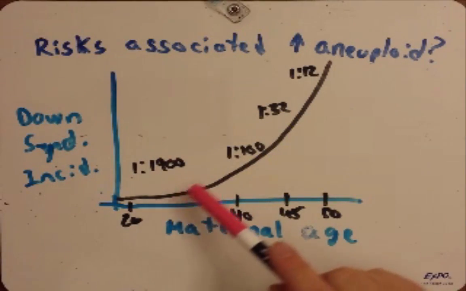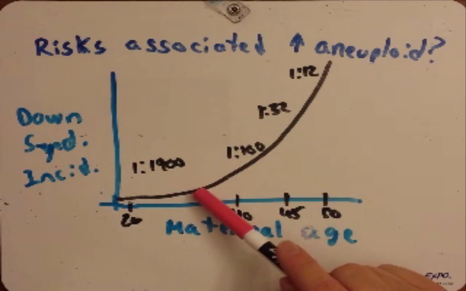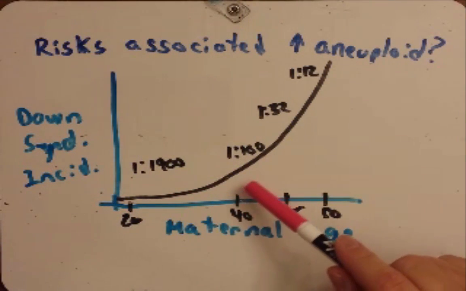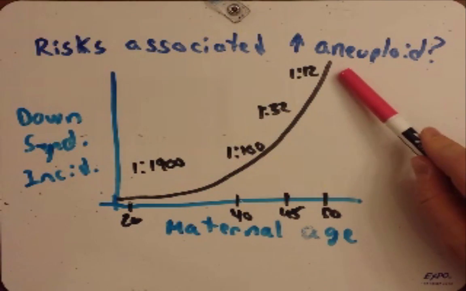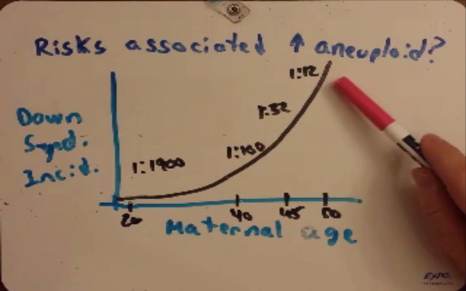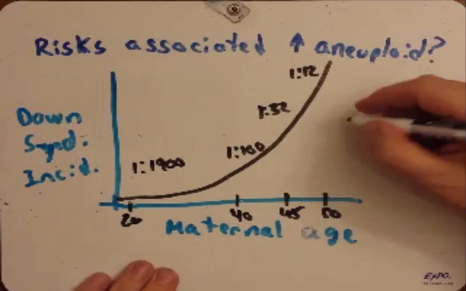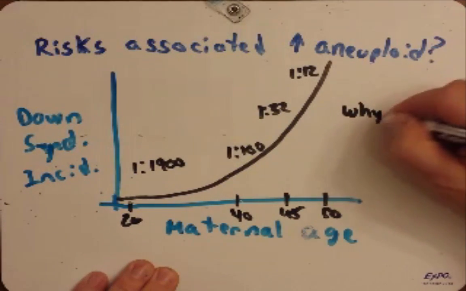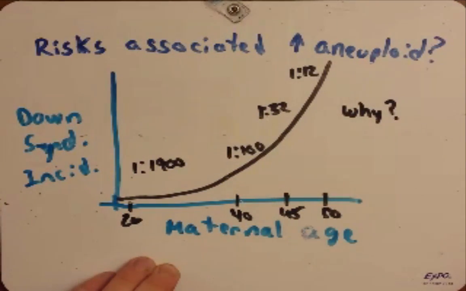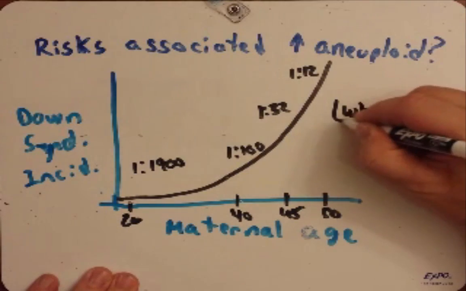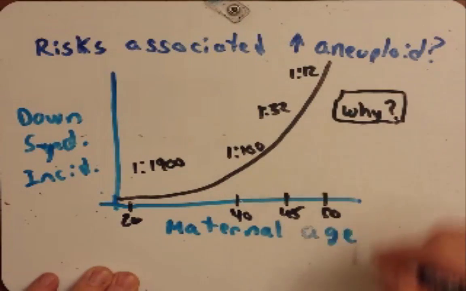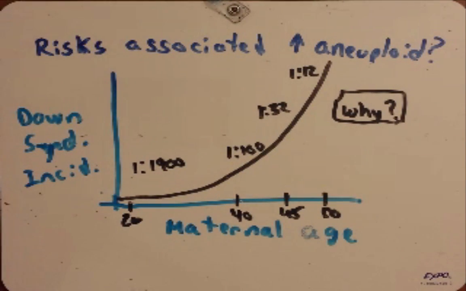So we have this really slow climb, but then once you hit age 40, the incidence of Down syndrome that is provided from the egg goes up dramatically. So the question now is, why? And we'll come back to this in class. Why does it go up?